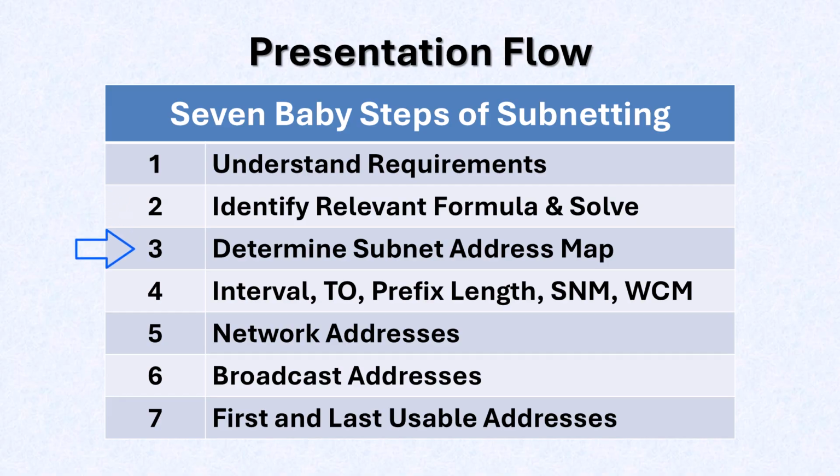Step 3. Use the solution to determine the subnet address map. Step 4. Use the address map to obtain the interval, transition octet, prefix length, subnet mask, and wildcard mask. For a refresher on steps 3 and 4, refer to the subnet address map videos in the series. Step 5. Identify all network addresses. Step 6. Determine all broadcast addresses. Step 7. Find the first and last usable host address in each subnet.